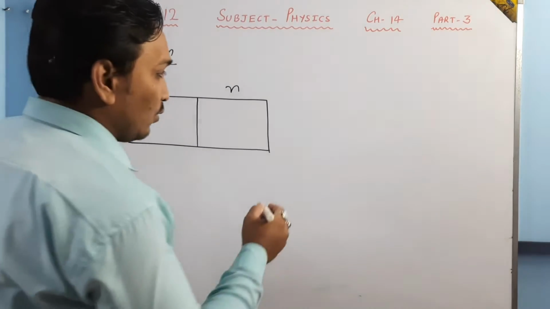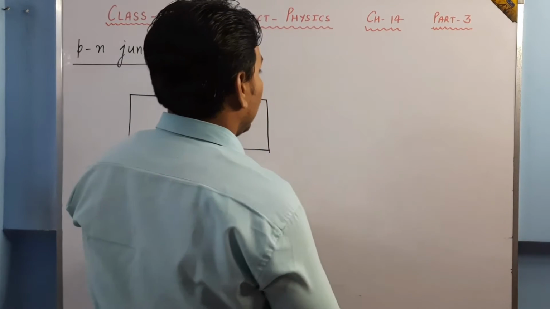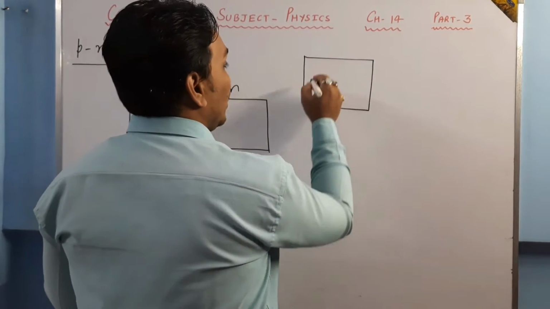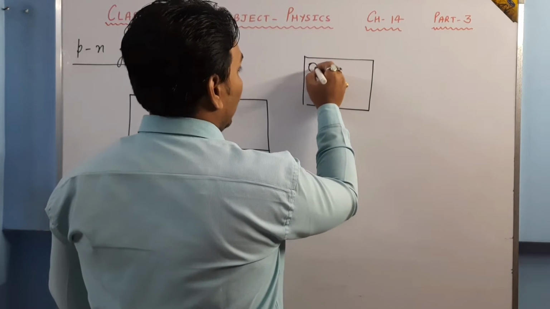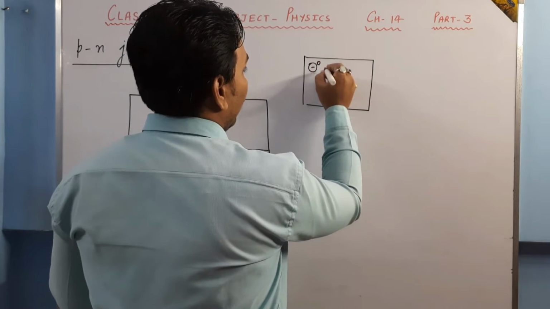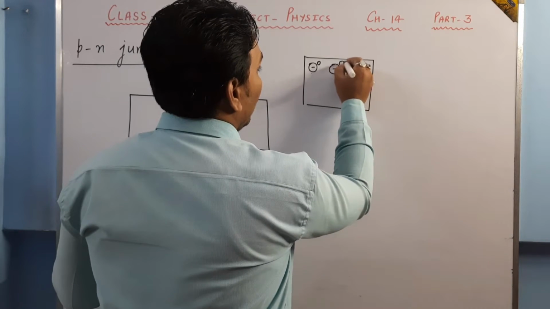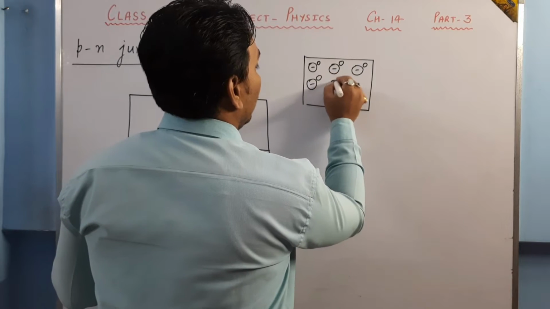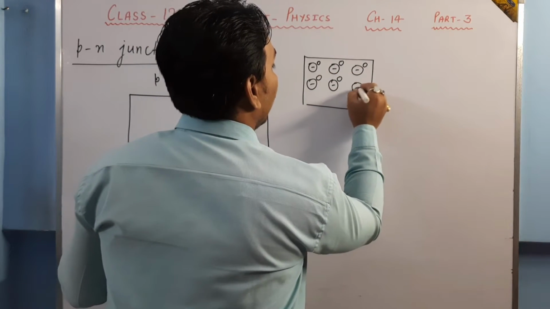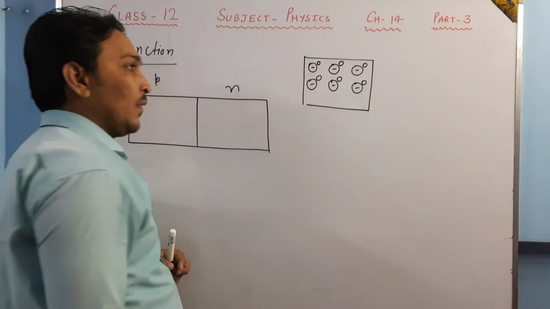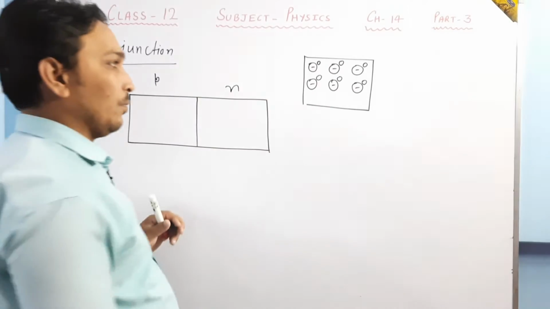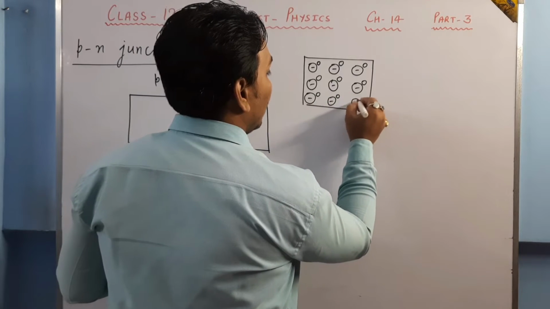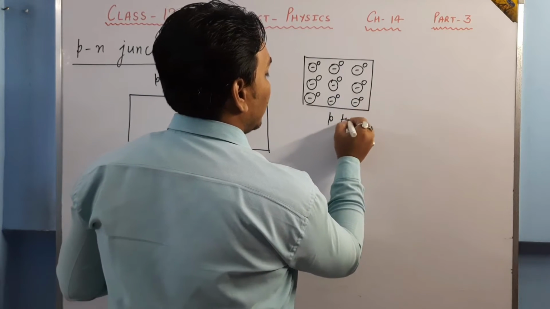So if we take an isolated p-type semiconductor, how is it? In an isolated p-type semiconductor, there is a negative ion, and with this negative ion, one hole is attached. Negative ion, hole; negative ion, hole; negative ion, hole. When they are combined, the net charge is 0. This is the symbol representation of a p-type semiconductor.